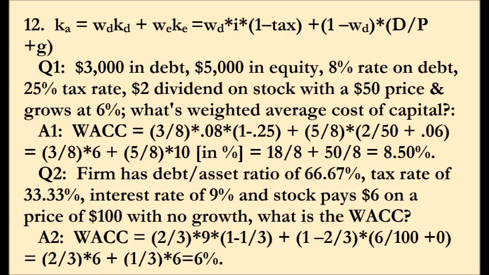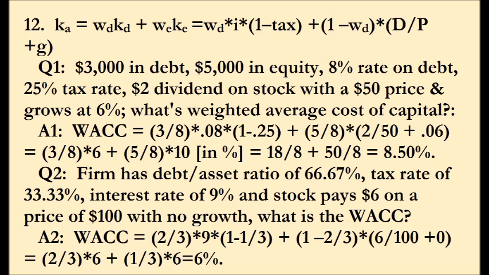Let's move on to the weighted average cost of capital. The weights of anything total 1. Here we have the weight in debt times the cost of debt, plus the weight in equity times the cost of equity. Here we'll have $3,000 in debt, 5 in equity. That's a total of 8 of the assets. The weights, therefore, are 3/8 and 5/8.